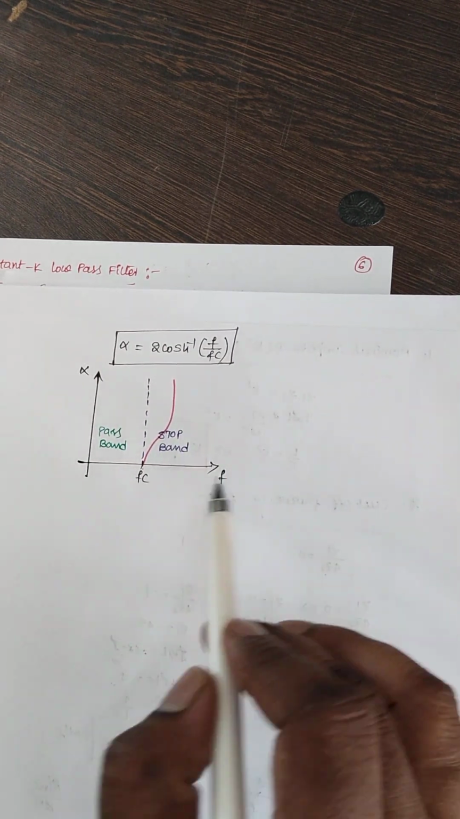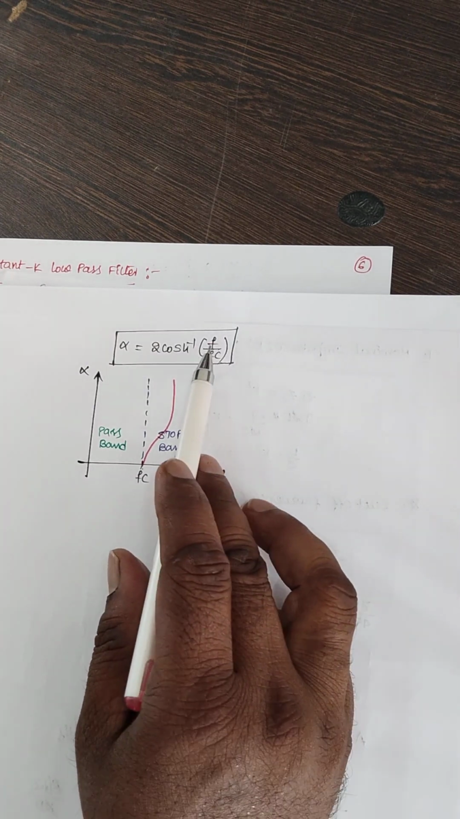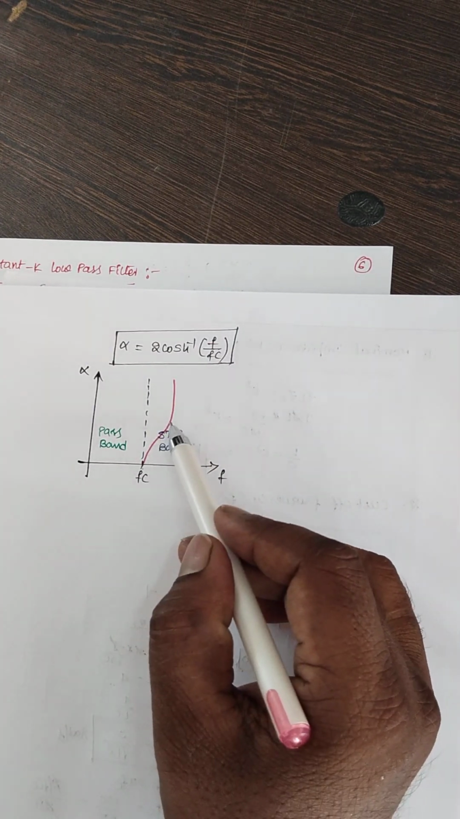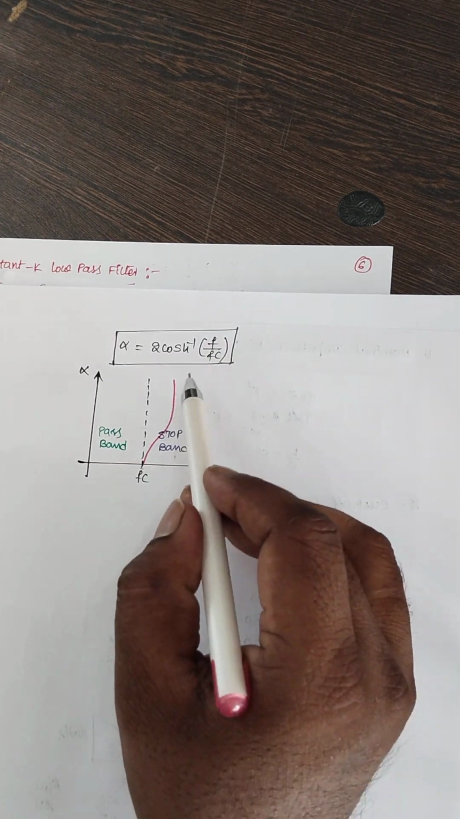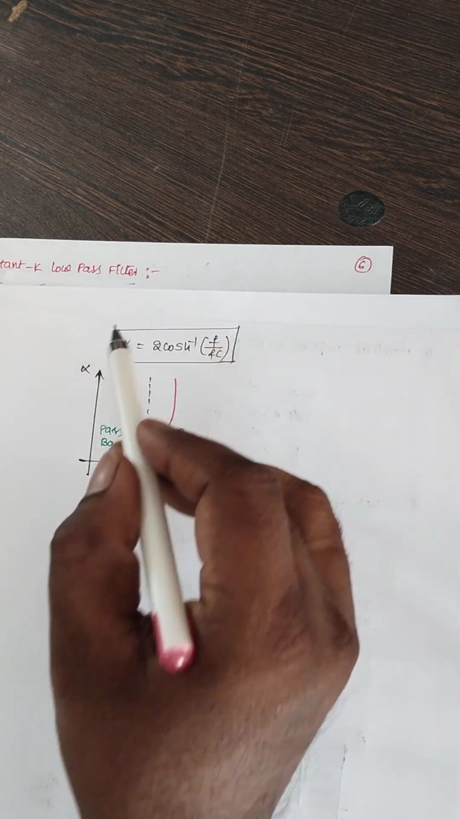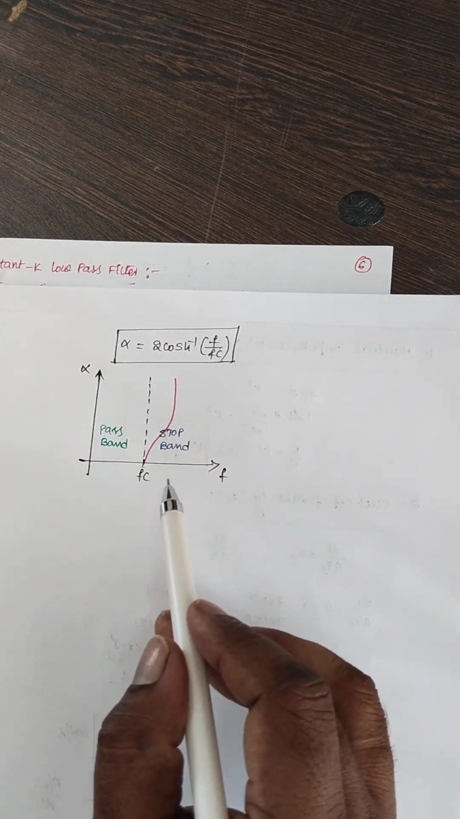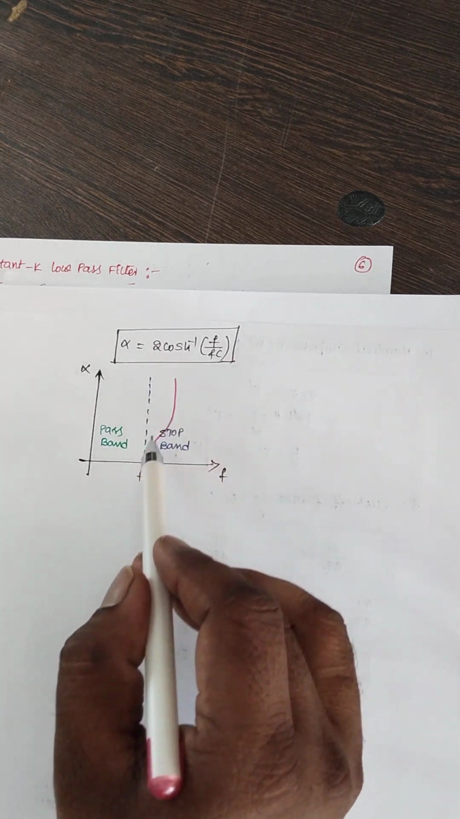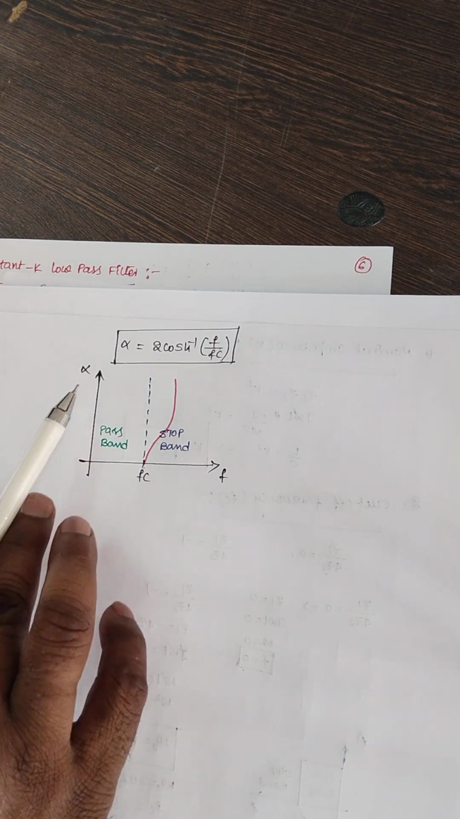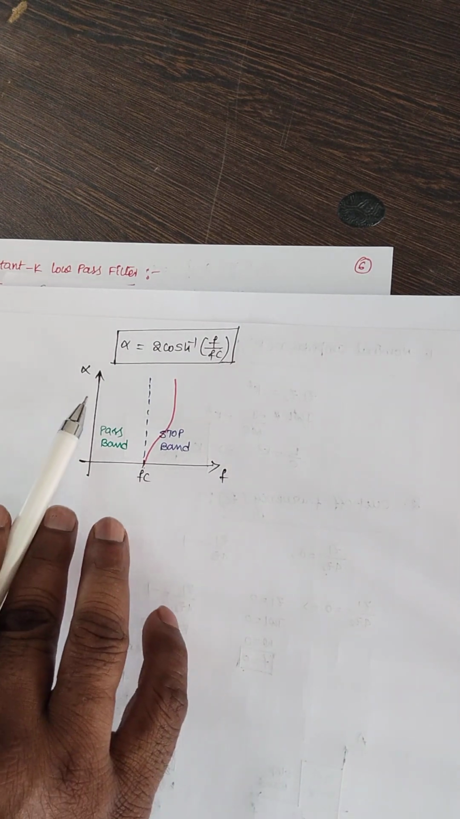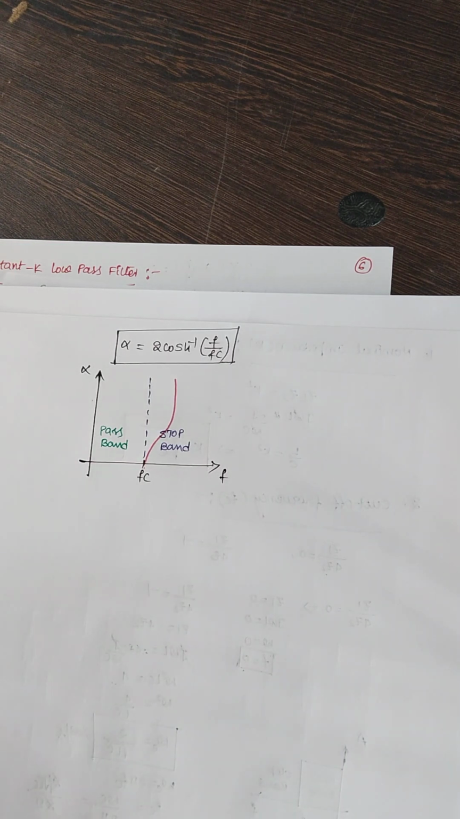If the frequency increases, f tends to infinity, then finally this cos h inverse of f by fc expression will give the graph like this. So this is the graph between attenuation constant and frequency.